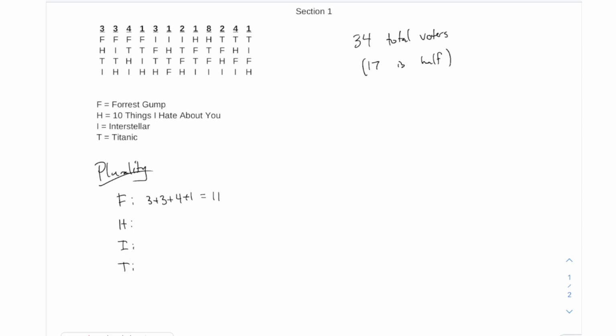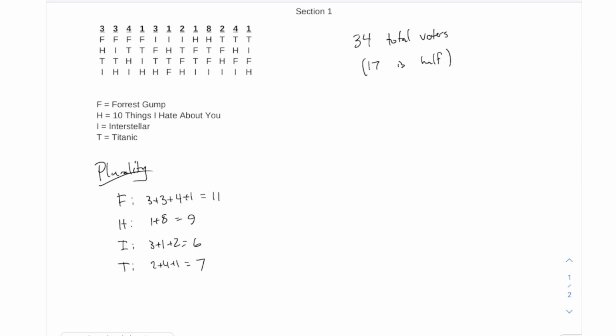So for H is 10 Things I Hate About You. It's these two columns, the 1 and the 8. So H gets 1 plus 8, which is 9. I, Interstellar, 3 and 1 and 2. That's 6, right? 3 plus 1 plus 2 is 6. And then T, 2 and 4 and 1 is 7.